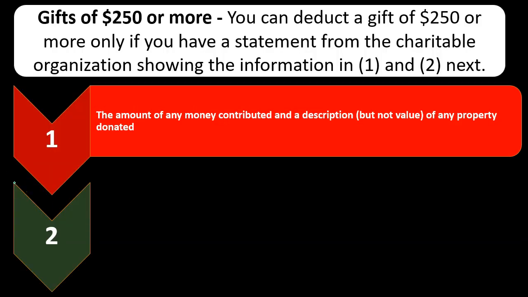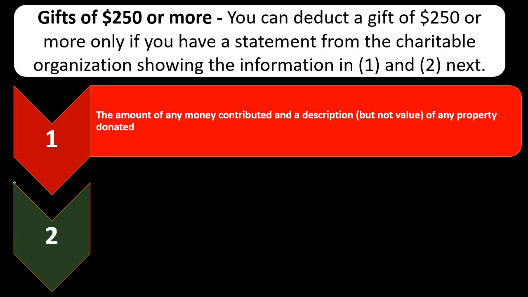Gifts of $250 or more. You can deduct a gift of $250 or more only if you have a statement from the charitable organization showing the information. So typically you want to do this anytime you have a donation. You want to keep a record of it in case of an audit. If an audit happens, they have at least 3 years within the statute of limitations, and they might ask you about it. You want to have some kind of supporting information.